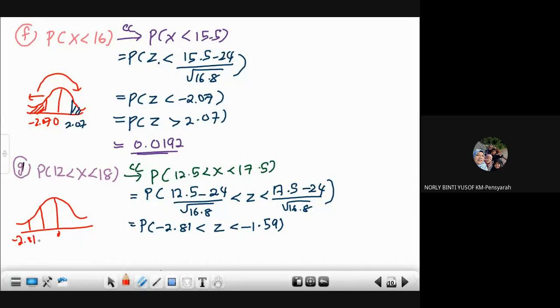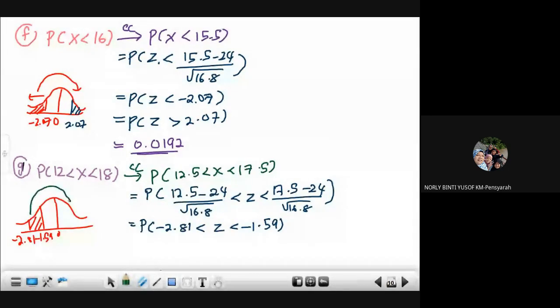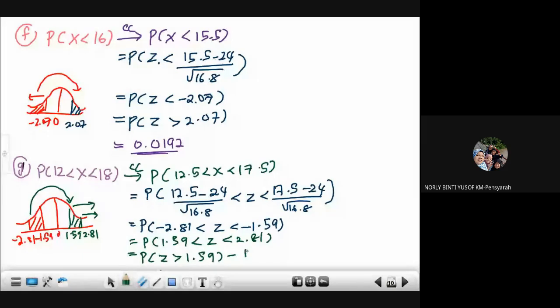Negatif 2.81, negatif 1.59. So dia akan sama region dia dengan the part of positive value for Z. 1.59 dengan 2.81. Same region lah. So dia akan sama dengan 1.59 in between Z 2.81. So you nak baca greater than 1.59 tolak greater than 2.81.